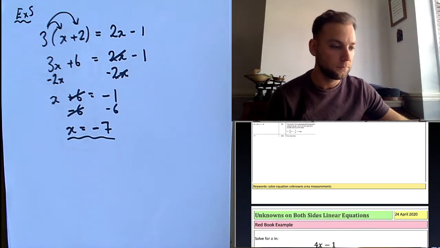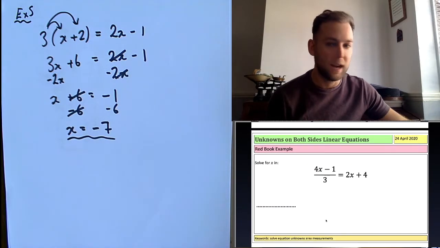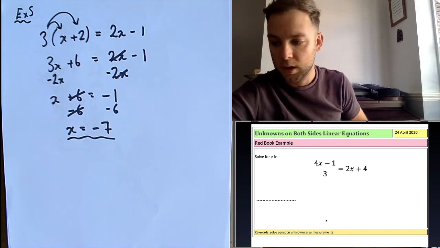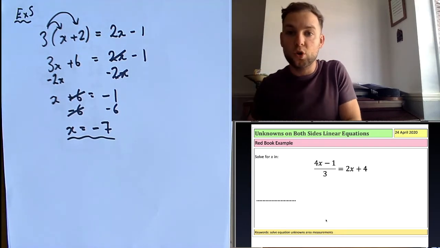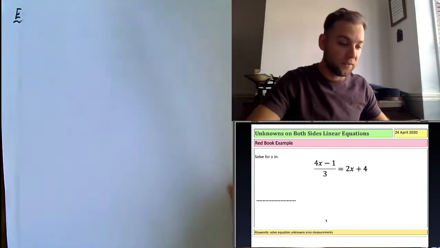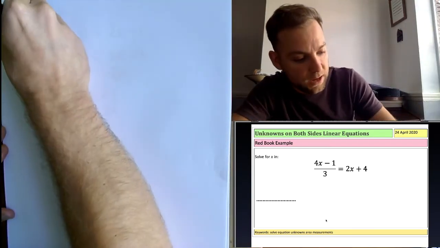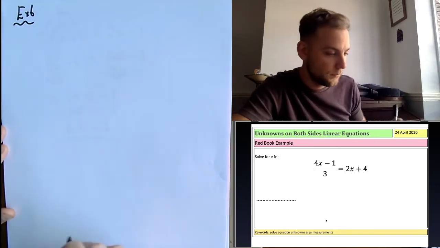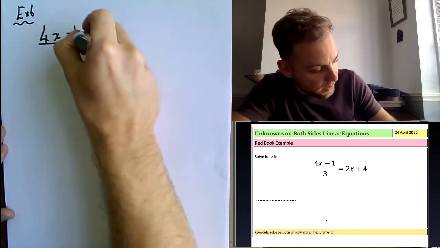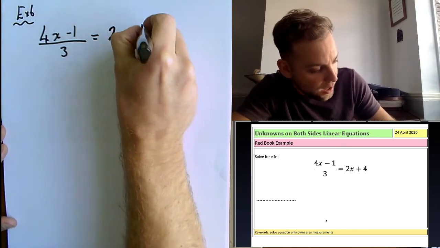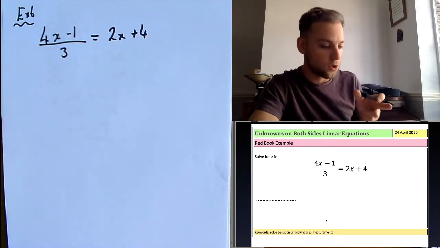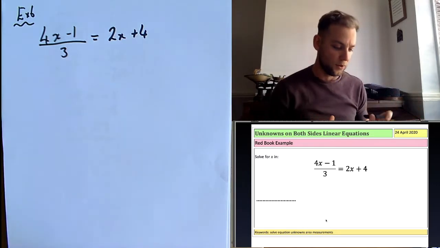Okay, so let's have a go at this next one here. Now, you'll remember at the start of this video, I said to you, you always try to get rid of the smallest unknown first, unless it's got a fraction, okay? In which case, you've got to get rid of the fraction first. So this one here is example 6. So 4x minus 1 all divided by 3 is equal to 2x plus 4. Now actually very recently I've seen a lot of these questions come up in the GCSE. So let's have a real think about this one first.